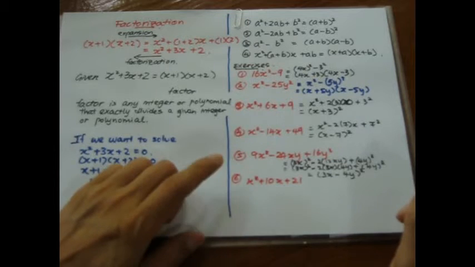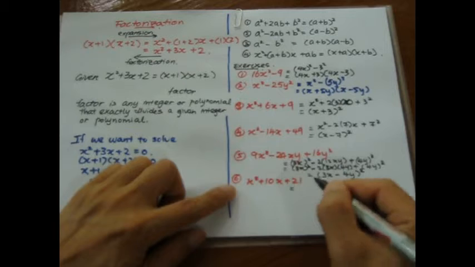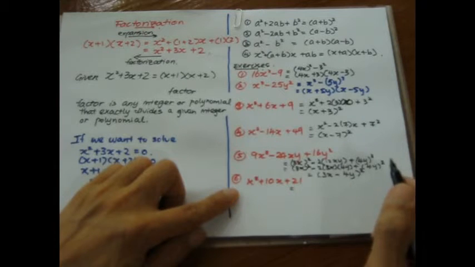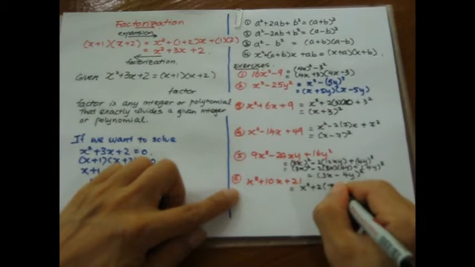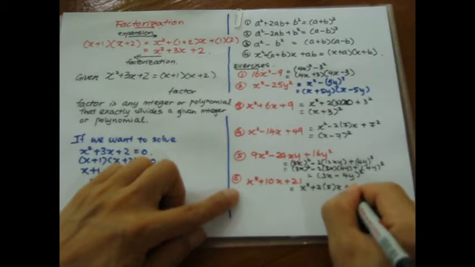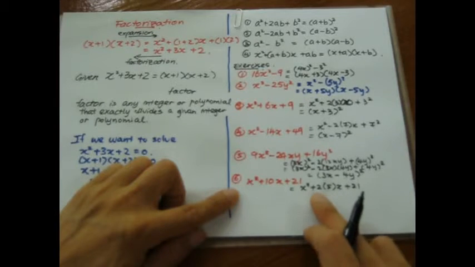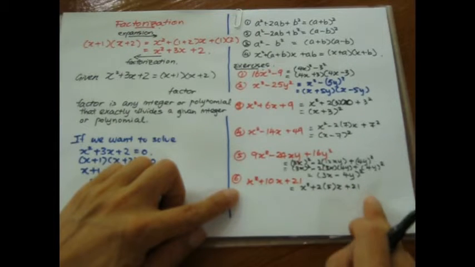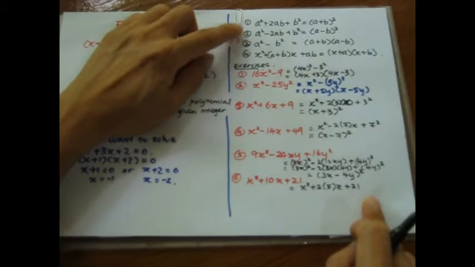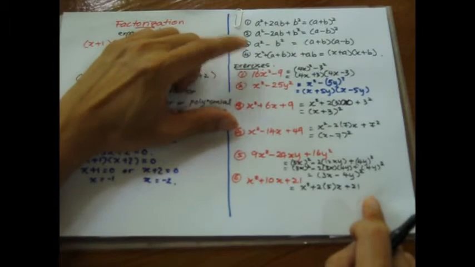Great. Now we go to question number 6. Question number 6. If I write this as x squared plus 2 times 5 times x plus 21, I'm not going anywhere, because 2 times 5 is not going to make 21. So it's not going to be form number 1. It might be form 4.